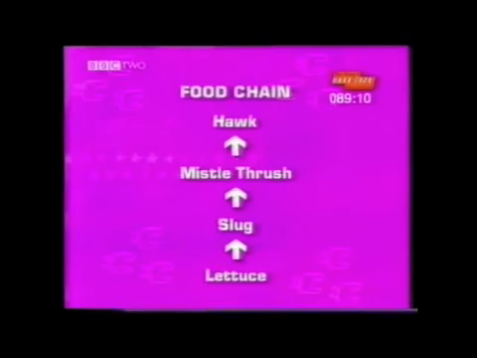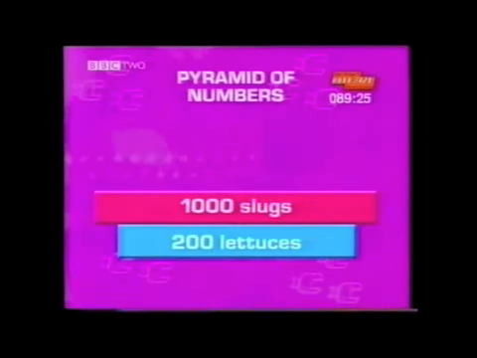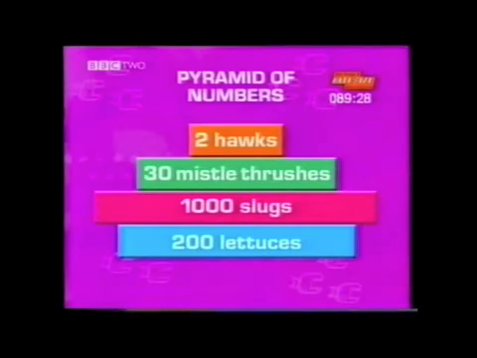Pyramids of numbers usually do look pyramid-shaped, as they represent the decreasing numbers of organisms as you go up the food chain. But there are always some exceptions. Let's have a look at the food chain we saw earlier in the clip, and let's start with the slug's food, lettuces. So the food chain is lettuce, slug, missel thrush, hawk. And if we make this food chain into a pyramid of numbers, we have 200 lettuces, 1,000 slugs, 30 missel thrushes and 2 hawks. This happens because lettuces are large organisms compared to slugs. One lettuce on average can feed 5 slugs.